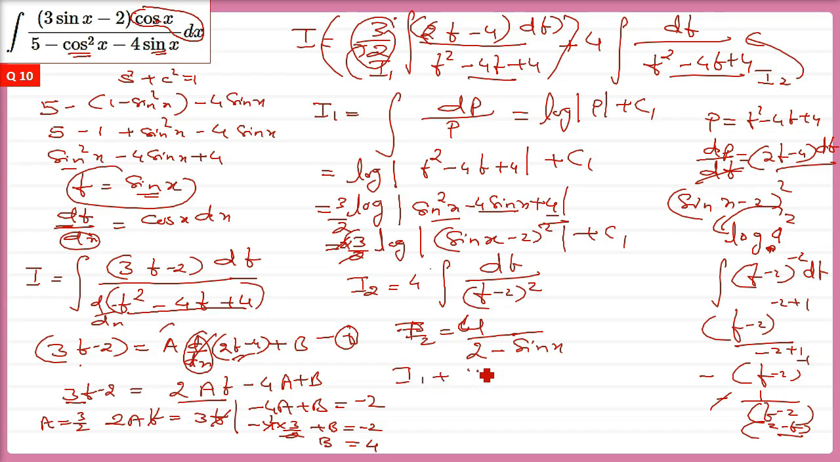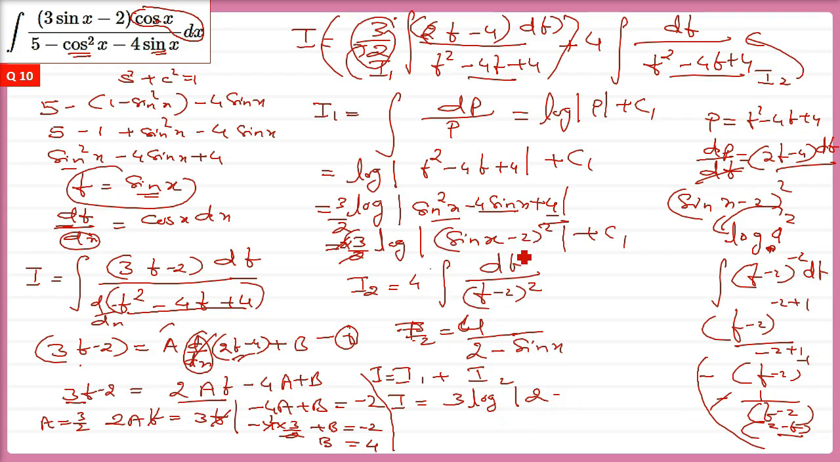So I1 plus I2 now I am doing. I1 we have got, I2 we have got. So we can just combine this and add this. Please remember 3 by 2 and 4 has already been incorporated. So I will be equal to 3 log modulus. As I was telling you, you can write it as sin x minus 2. You can write it as 2 minus sin x.